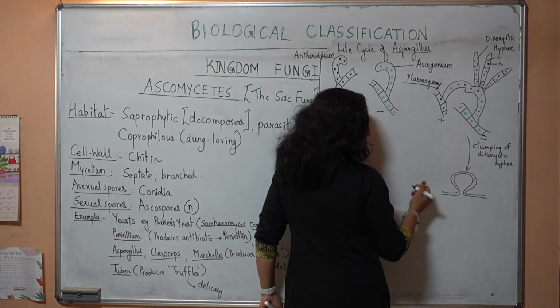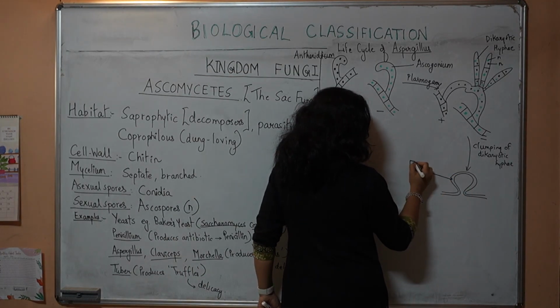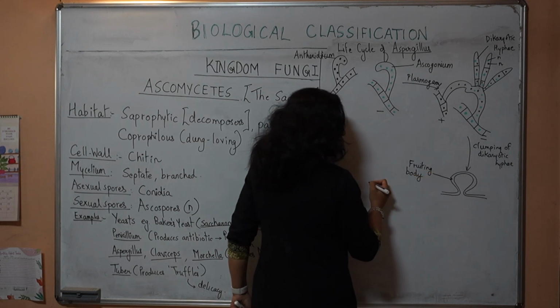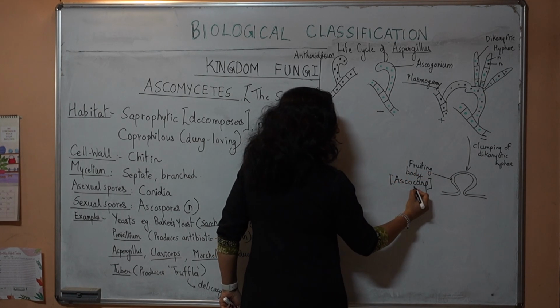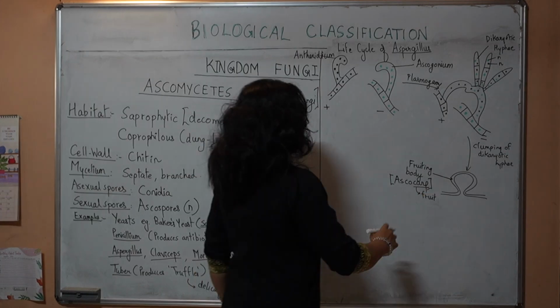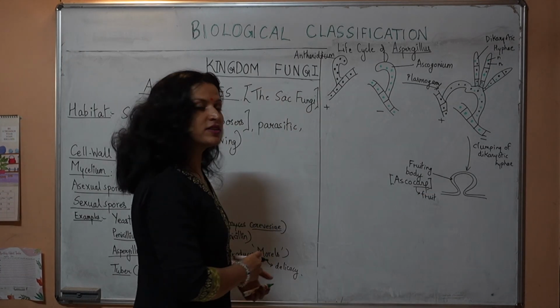So this is the side view. This is a fruiting body. The fruiting body of Ascomycetes is called an ascocarp, wherein carp means fruit. Ascocarp means fruiting body belonging to Ascomycetes.